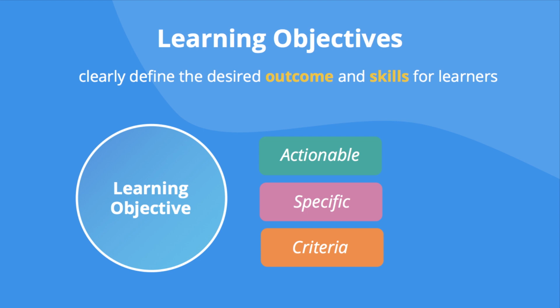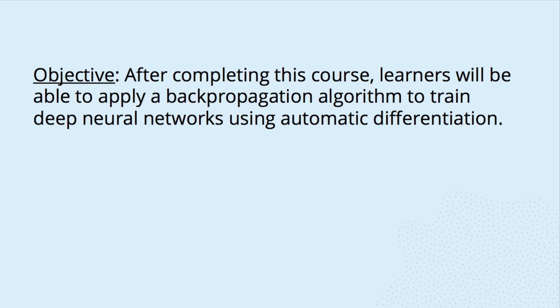Let's take a look at an example to better understand how a well-designed learning objective is the first step to creating effective assessment. This is a learning objective of a course that teaches machine learning. The objective reads, after completing this course, learners will be able to apply a backpropagation algorithm to train deep neural networks using automatic differentiation. Let's take a closer look to see how this learning objective is actionable, specific, and shows the learner criteria for success.